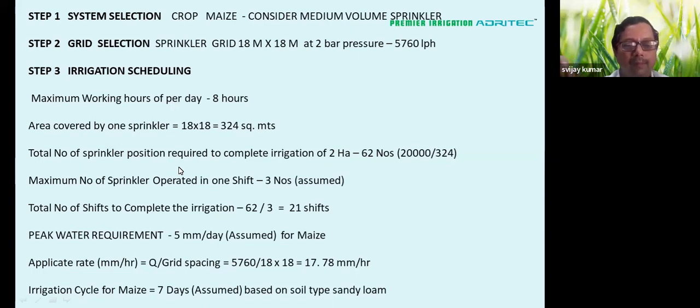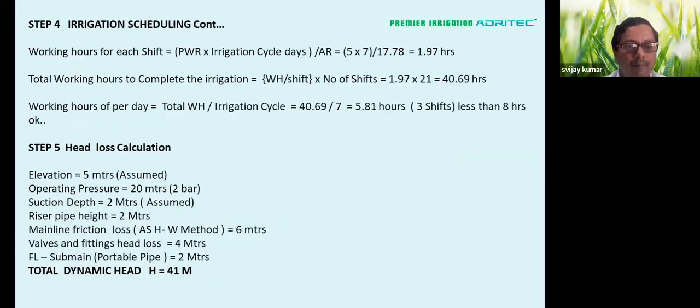Now, the peak water requirement, for example, in a particular place is assumed to be 5 millimeters per day. And already we have calculated the application rate, like I told you, the discharge divided by the grid spacing, and that we had got as 17.78. And the irrigation cycle for maize is going to be around 7 days, based on the sandy loam soil over here. For the irrigation scheduling, we further have to find out how many hours we have to work for each shift. This I already told you: the peak water requirement into the irrigation cycle. So 5 millimeters, an irrigation cycle of 7 days, and the application rate of each sprinkler was 17.78. So it is going to operate for roughly 1.97 hours, or 2 hours.